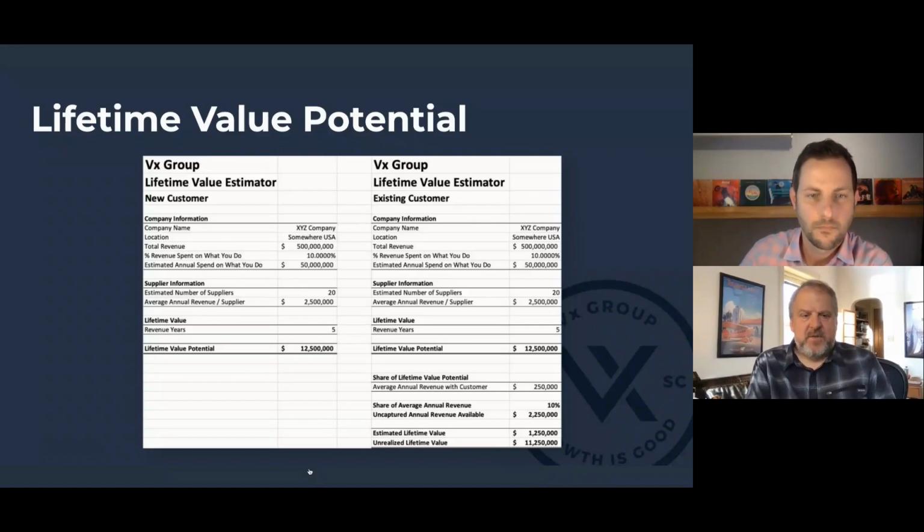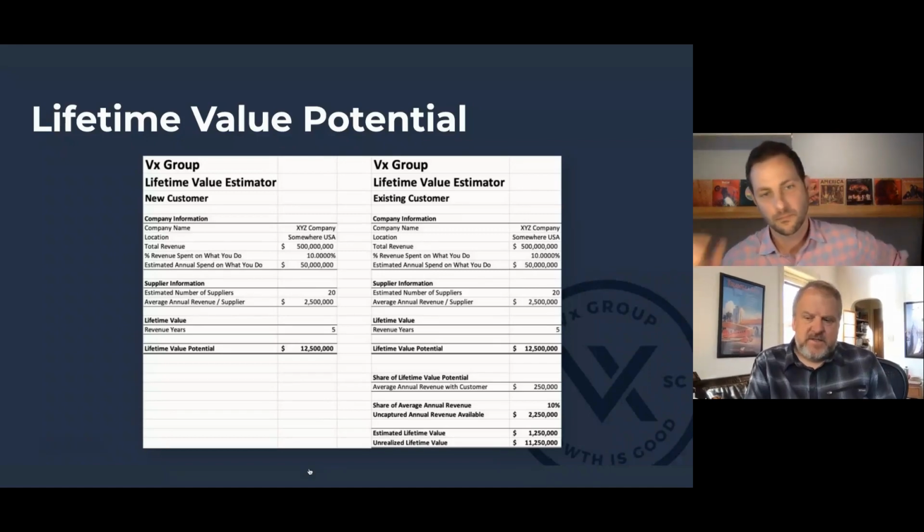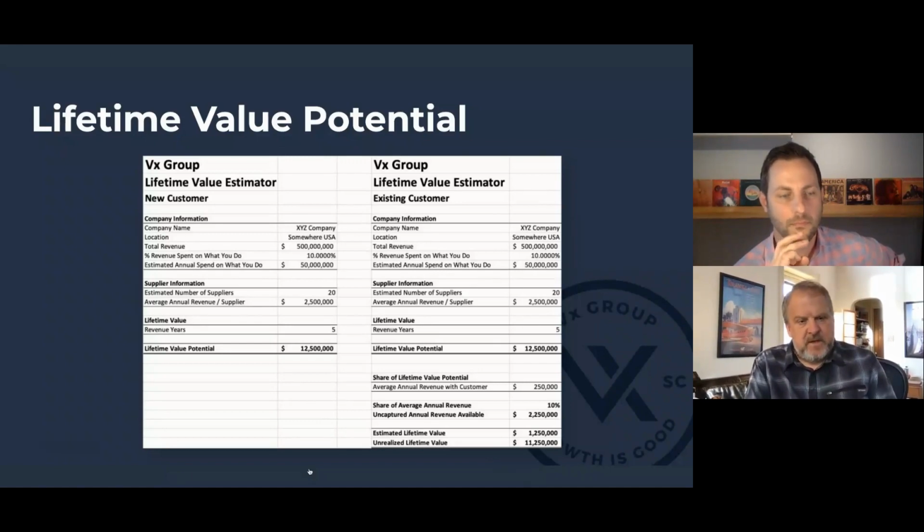Then you get into the supplier information. In this case, I put in 20 suppliers. So in round numbers, your average annual revenue per supplier is $2.5 million. If you get into that company, keep them for 5 years, and get them up to that range, you've got a ballpark lifetime value potential of $12.5 million. That's how some of those basic numbers flow out to give you a lifetime value potential.